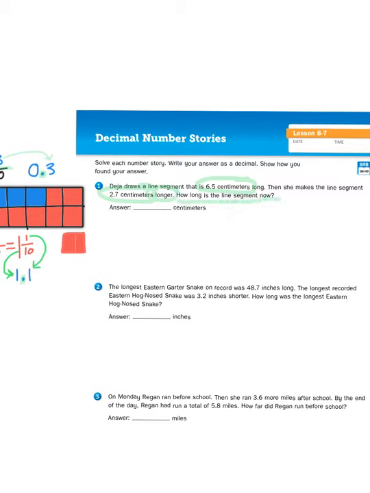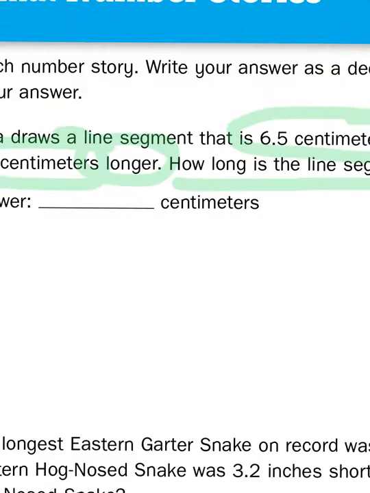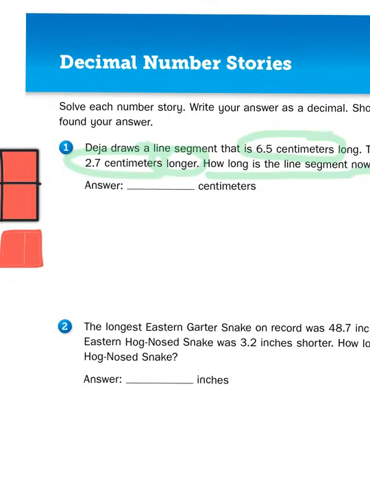So we reread it, we circled the important information, we underlined the question, now we need to come up with an action plan. Well, the word longer tells us that we need to add. She is adding 6.5 to 2.7. So when I set up my problem to do my scratch work, I need to line up my numbers.